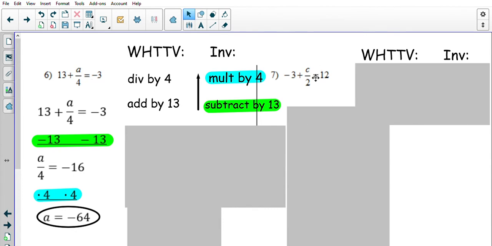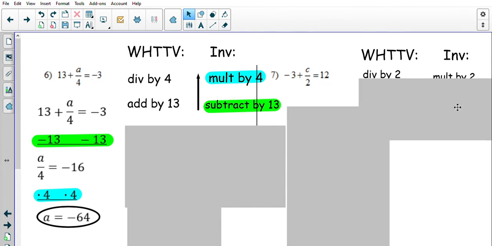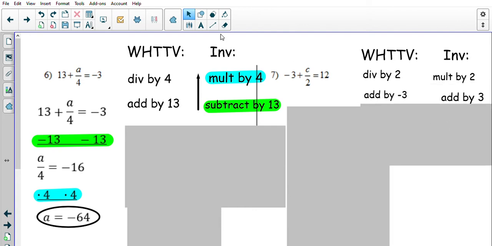So the first thing that's happening to the variable c is we're dividing by 2. The inverse of that is to multiply by 2. After that, we're adding negative 3, and the inverse of that is to add 3. We certainly want to work in reverse order here. So the first thing we're going to do to find our solution is add 3 on both sides. So let's go ahead and add 3.